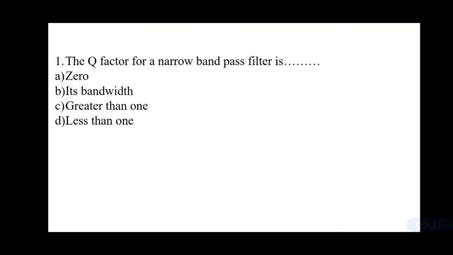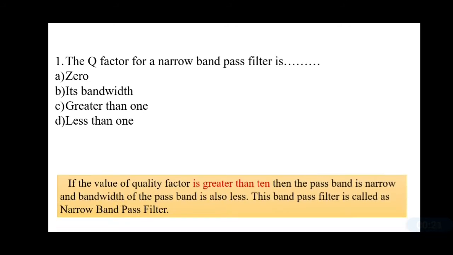Our first question: the Q factor for a narrow band pass filter is dash dash. Option A 0, option B its bandwidth, option C greater than 1 and option D less than 1. The Q factor of a narrow band pass filter is greater than 10, then the passband is narrow and the bandwidth of the passband is also less. This band pass filter is also called a narrow band pass filter. In a narrow band pass filter, the Q factor is greater than 1. The correct option is C.